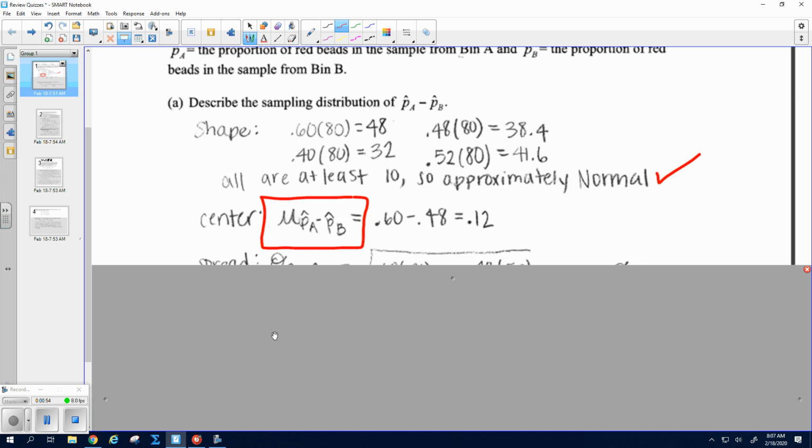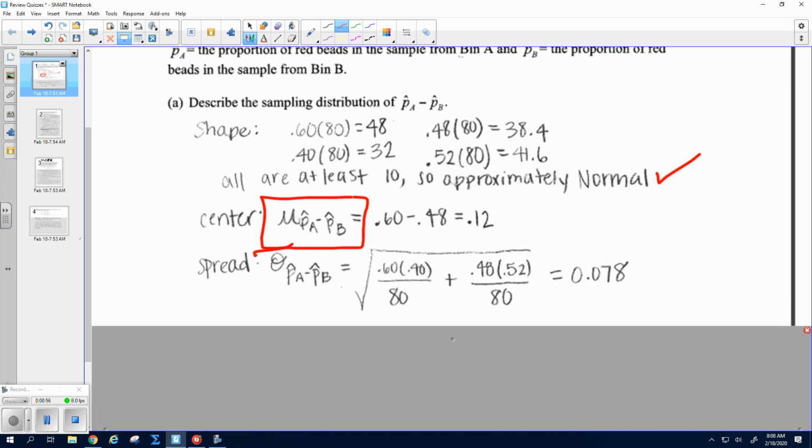And our spread, same thing with your notation. Be sure you show that. We do separate p's on this one. So this would be p times 1 minus p over n, and the other p times 1 minus p over the other n. These just happen to be the same sample sizes, all right? And we get 0.078 for our typical distance from the mean.